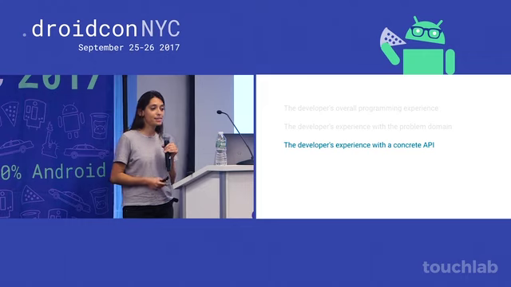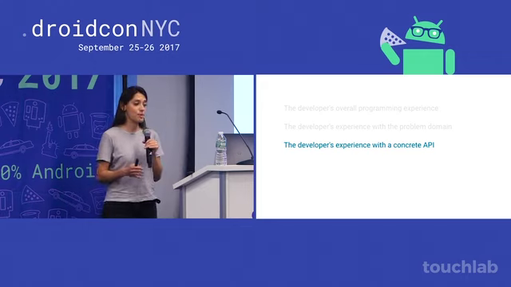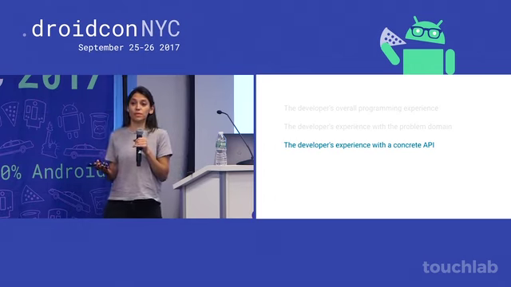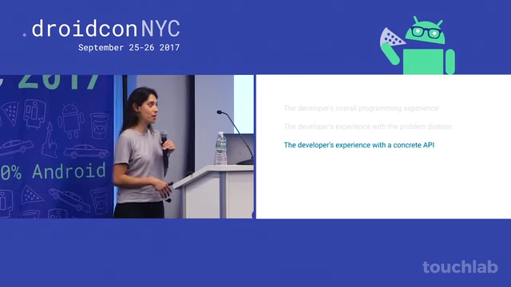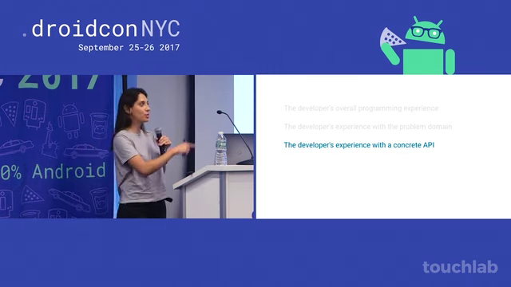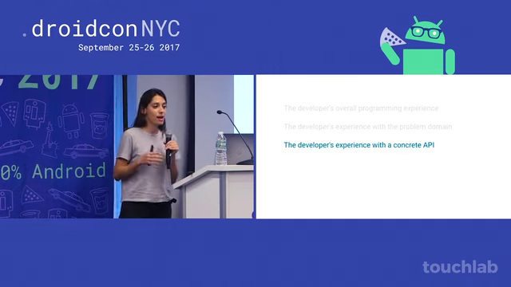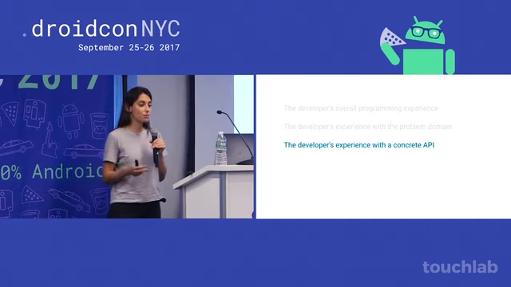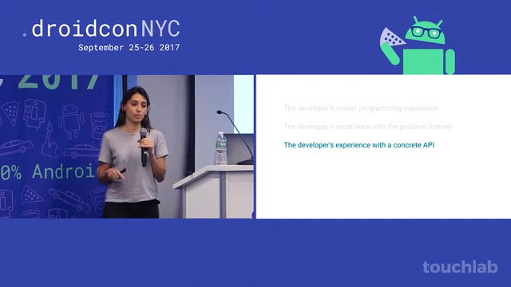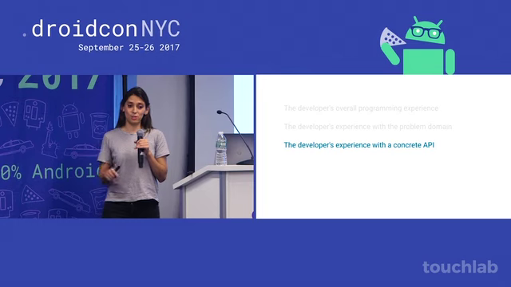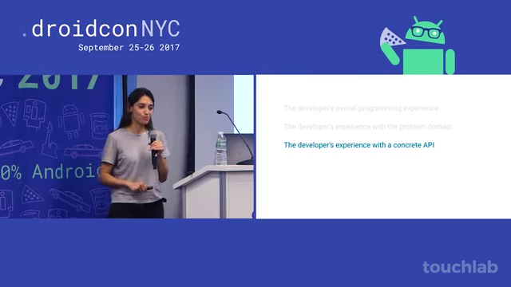Next one is the developer's experience with that concrete API. So a developer that already learned how to use an API will, of course, perform differently than one that uses it for the first time. And moreover, research shows that this is much more important than the other two, than the overall programming experience and the experience with the problem domain. Because when a user uses a concept for the third time, they have already learned how to use it. And then afterwards, there's not really a significant improvement after that. So this means that usage is the best type of learning.